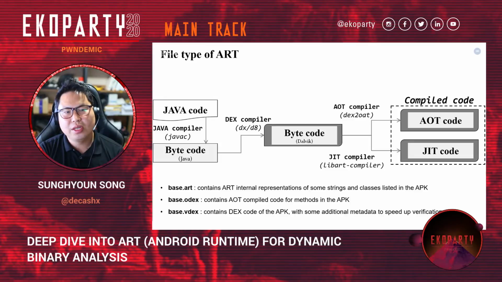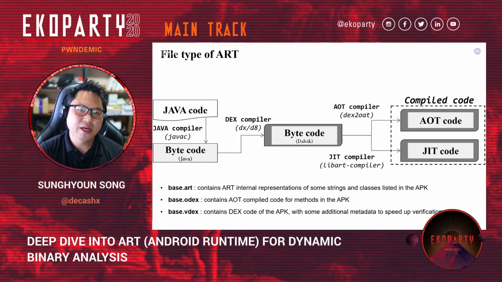As we saw earlier, there are three types of code in ART: the basic text bytecode, compiled AOT code, and JIT code. AOT code and bytecode are saved in files, while JIT code exists in memory as cache code. In a mobile device, there are three files in the application directory that store the AOT code and bytecode information.